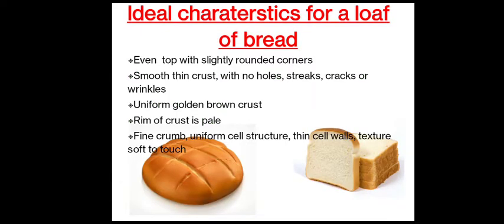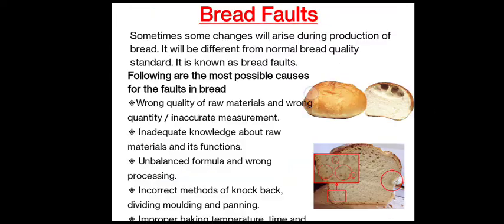Ideal characteristics of a loaf of bread: even top with slightly rounded corners, smooth thin crust with no holes, streaks, cracks, or wrinkles, uniform golden brown crust, rim of crust is pale, fine crumb, uniform cell structure, thin cell walls, soft texture to touch. When we touch the bread, it is soft.